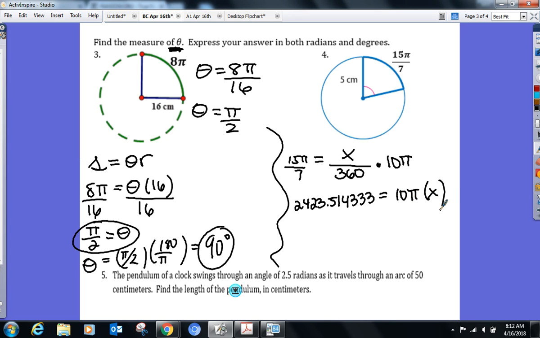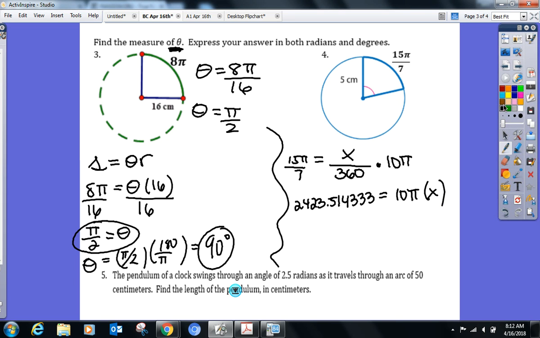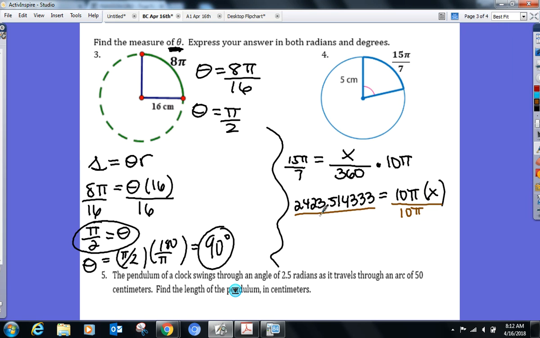And then dividing both sides by 10 pi. And remember, don't divide by 10 pi. Either put it in a fraction template or divide by parentheses with 10 pi in it.